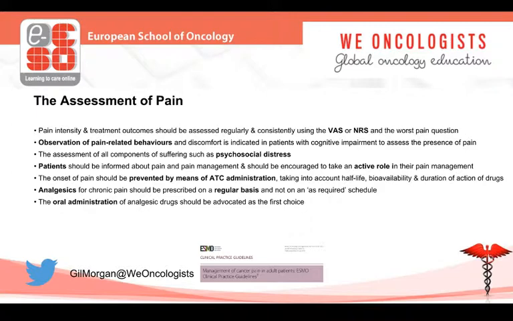Cancer pain is both acute and chronic. So once you know that there's chronic pain, around-the-clock administration of pain medication is needed. This is done in order to prevent the onset of pain, and you should not have as-required doses, but rather you should have pain management on a regular basis. Along with this, a required emergency dose of quick-acting pain medication has to be set. The oral administration of pain medication should always be advocated as a first choice.